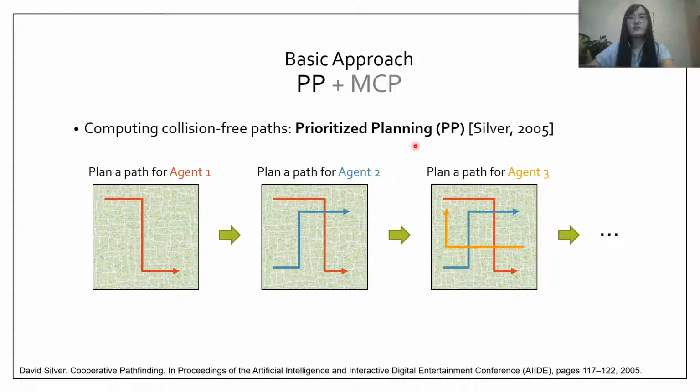The first one is prioritized planning, which is a popular multi-agent pathfinding algorithm. It first plans a shortest path for the first agent, and then it plans the shortest path for the second agent while avoiding collisions with the first agent. Then it plans the shortest path for the third agent while avoiding collisions with the first 2 agents, and so on. So eventually it will find collision-free paths for all agents.